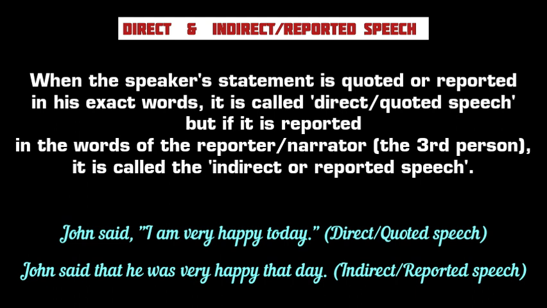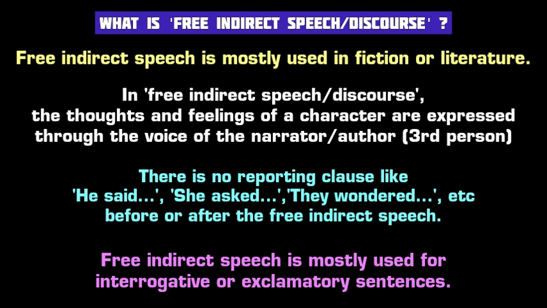In both these sentences, John said is the main clause known as the reporting clause, while both the direct speech, "I am very happy today," and the indirect speech, "he was very happy that day," are the subordinate clauses of these sentences respectively. So now that we have understood the direct and the indirect narrations, what about the free indirect speech or the free indirect discourse?